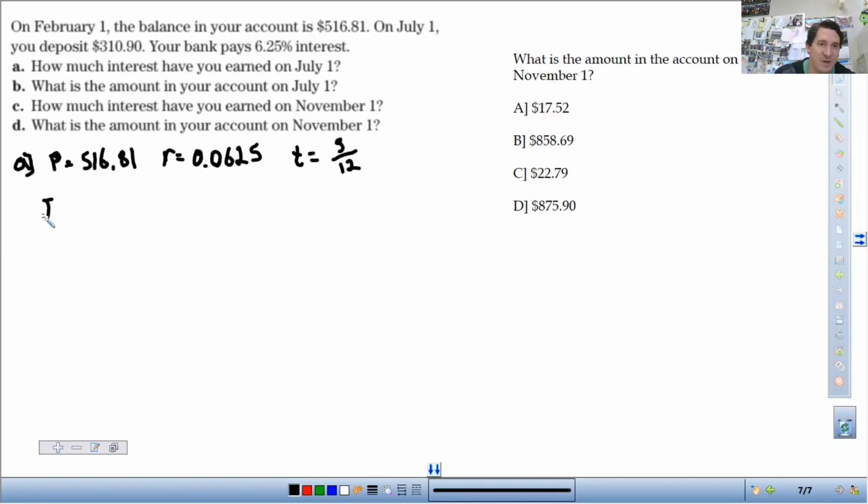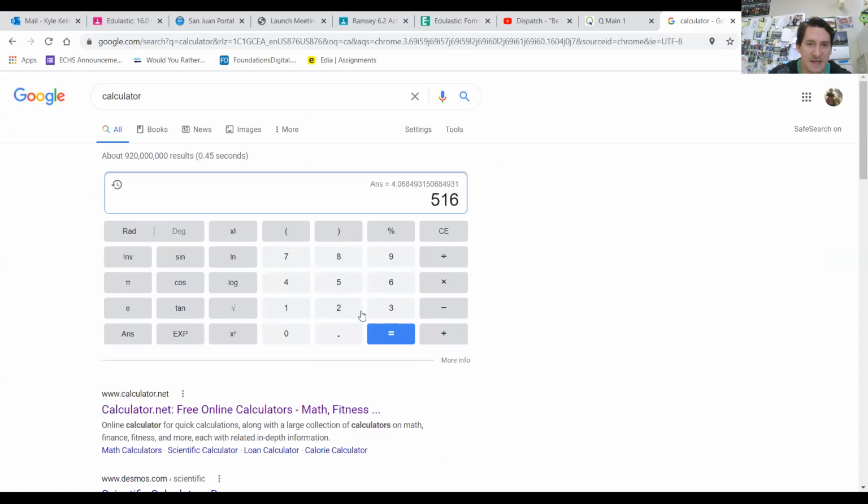So to figure out the amount of interest we have earned, you need to multiply all those. 516.81 times 0.0625, and then February to July is 5 months. So remember, you need to make that as a fraction of a year. So 5 over 12. Put this into a calculator. So 516.81 times 0.0625 times 5 divided by 12. You get 13.45. Actually, I'm going to round that up to 13.46.